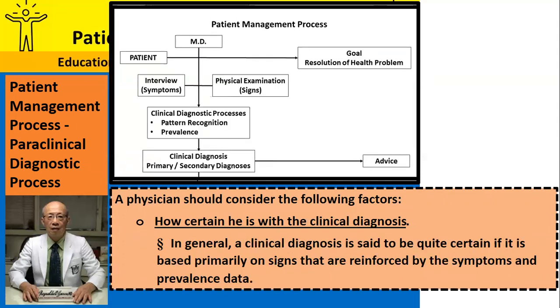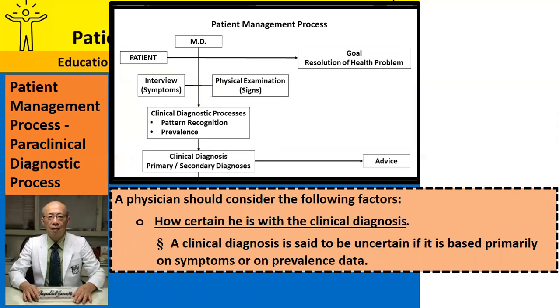In general, a clinical diagnosis is said to be quite certain if it is based primarily on signs that are reinforced by the symptoms and prevalence data. A clinical diagnosis is said to be uncertain if it is based primarily on symptoms and on prevalence data.